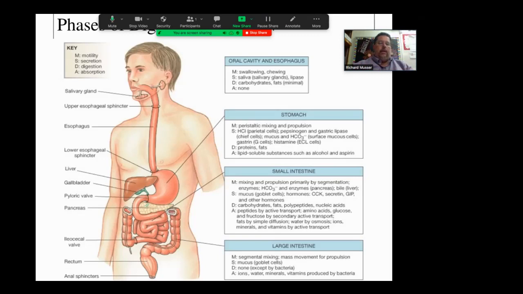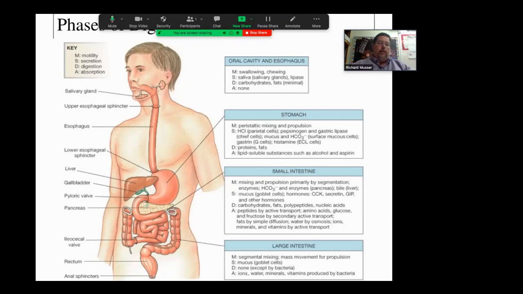So all that's kind of being regulated again by the hormones as well as the brain of the stomach, so to speak, that I talked about in the previous lecture. Peptides will be absorbed by active transport. That means it's going to use ATP along with amino acids. Glucose and fructose by secondary active transport, which include things like endocytosis.